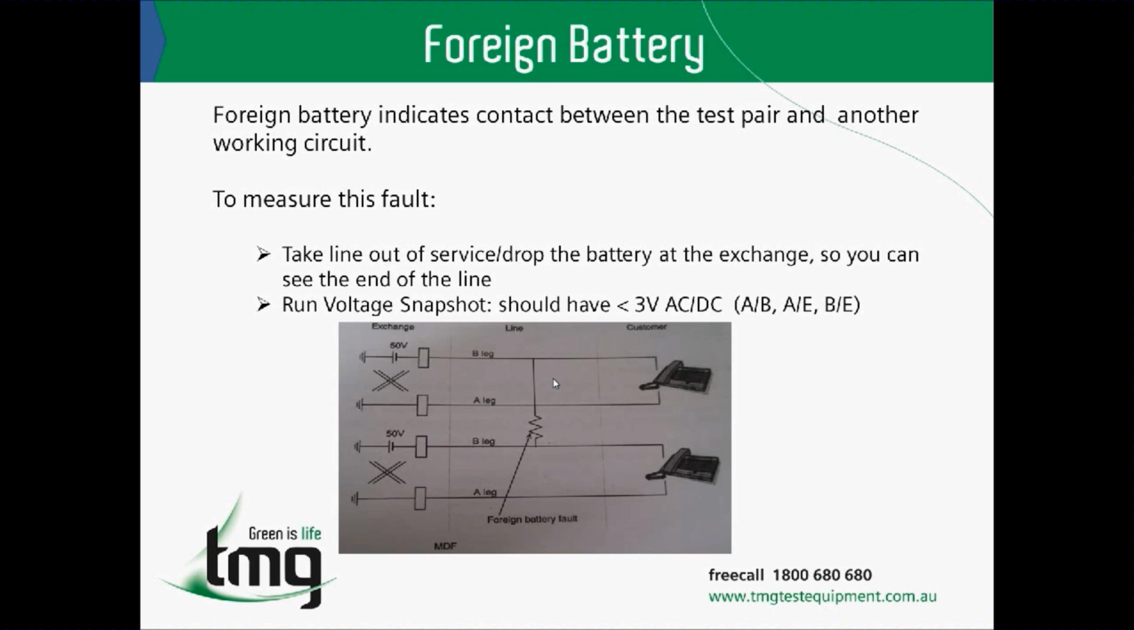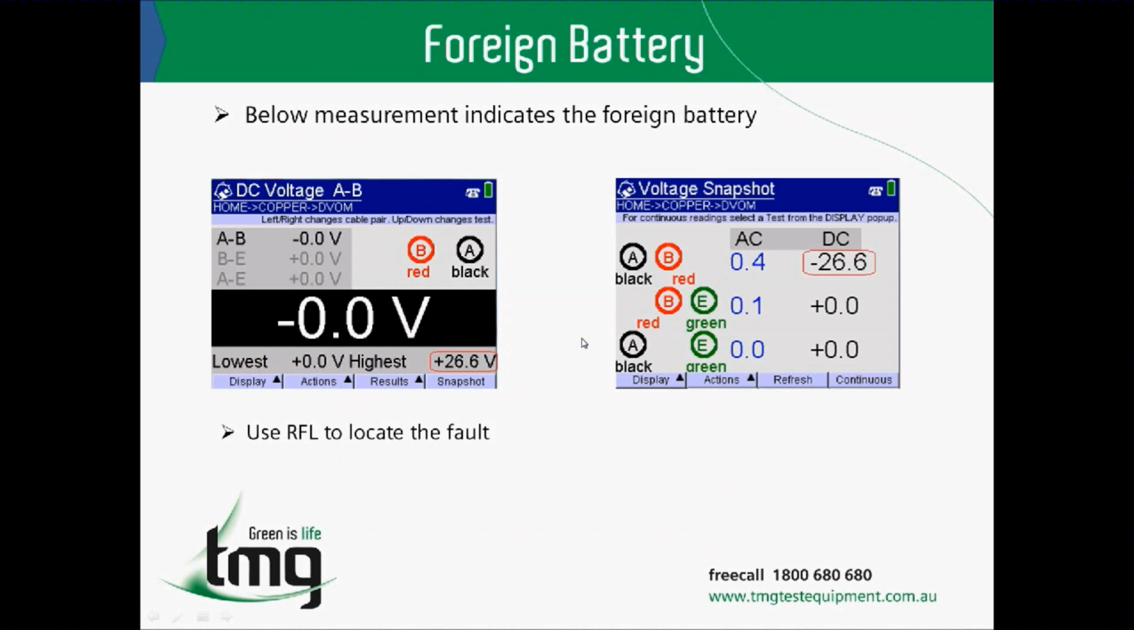Then the second simple step to do is run a voltage snapshot. We should have values of less than 3 volts in AC and DC conditions between tip and ring, ring to ground, and tip to ground. The measurement below indicates the presence of foreign battery on the line under test.